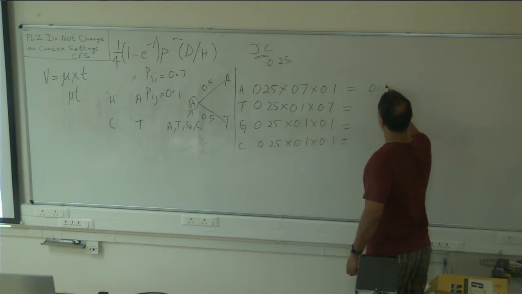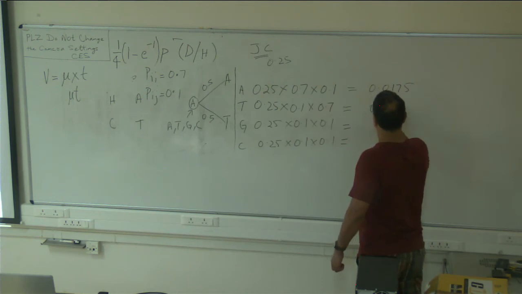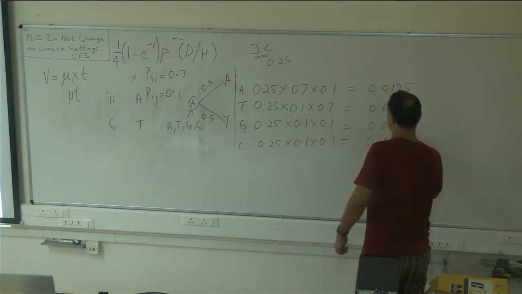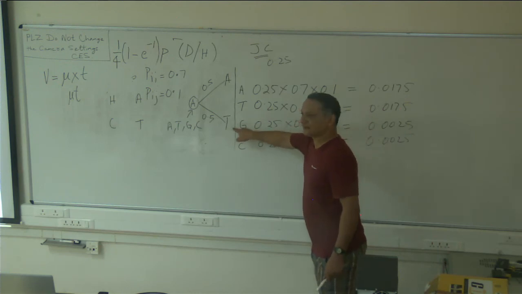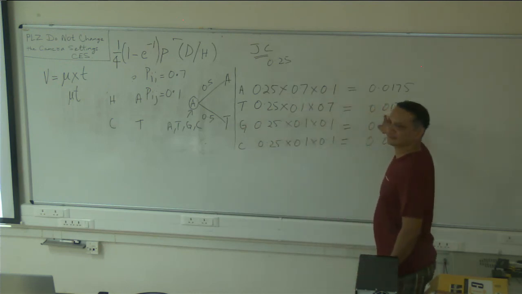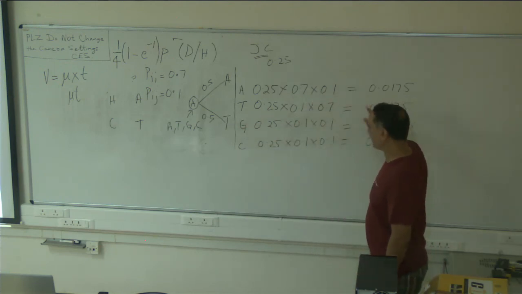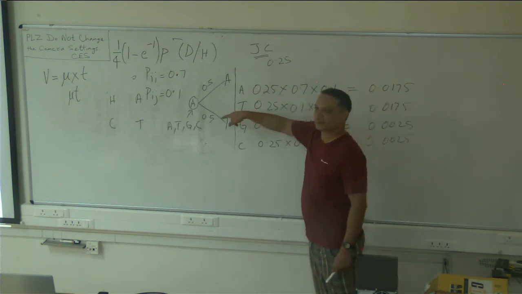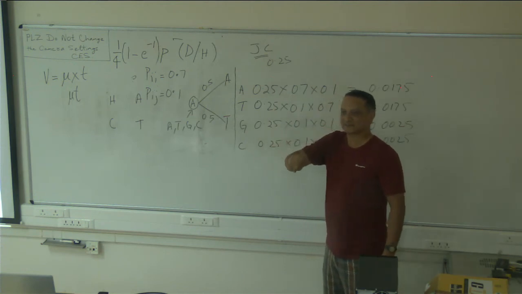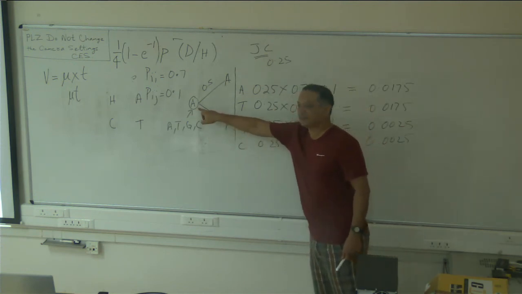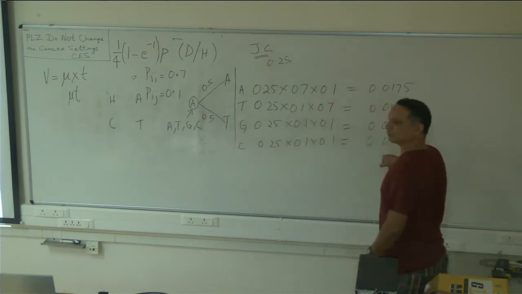0.0175. And for this, 0.0025. See, there's something interesting here. If it is a T, it is saying it's more likely, and for A also, because that means it has to invoke only one change. But if it is a different base, the likelihood goes down.